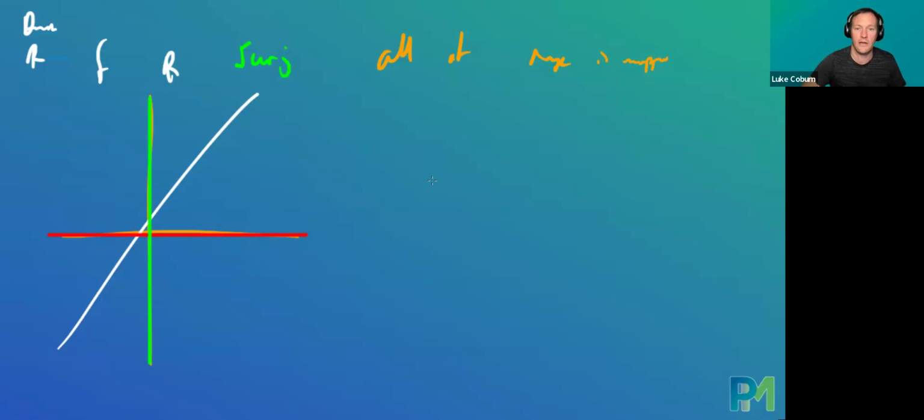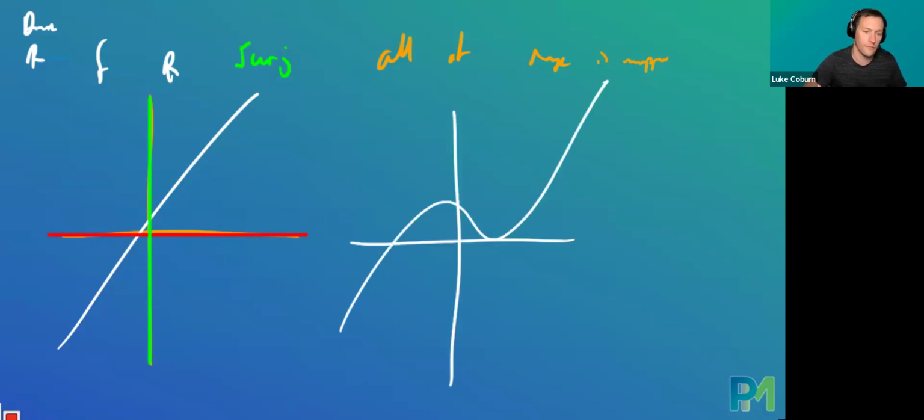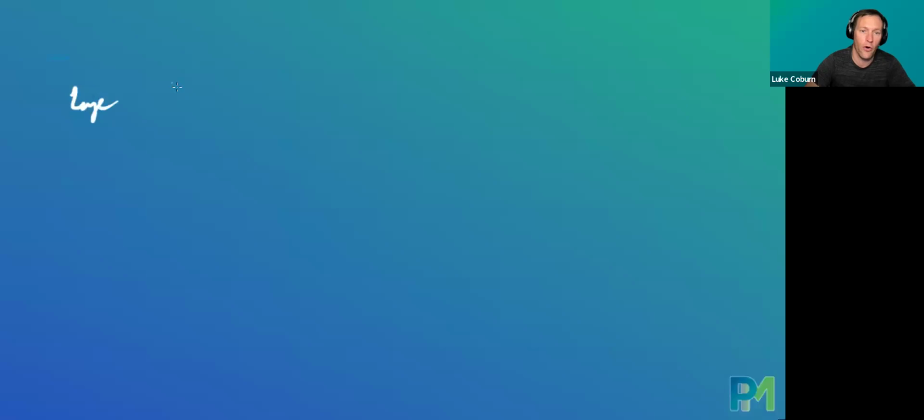I'll give you another function that is surjective. See, all of the axes here is mapped to. We don't leave anything out. This would be a cubic function. This just keeps on going down and down and down, okay? I'll give you an example. If for example, my range is R, okay?